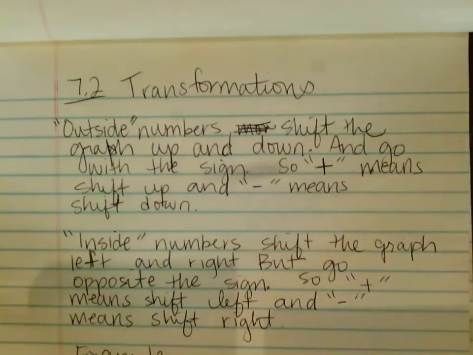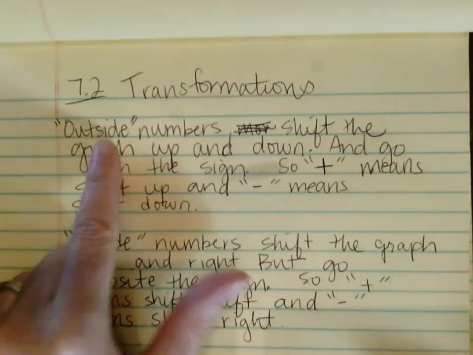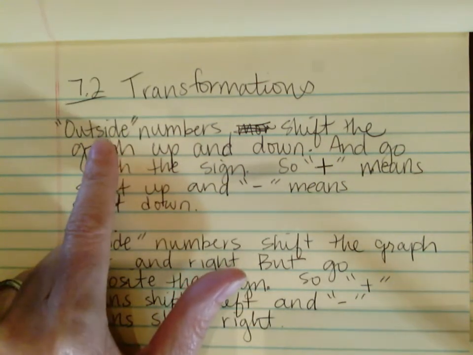Okay, section 7.2 is on transformations. So what we need to look at before we look at any of these graphs is what do the numbers do to the shape of the graph. Okay, the first numbers I'm going to talk about are what we're going to call outside numbers.